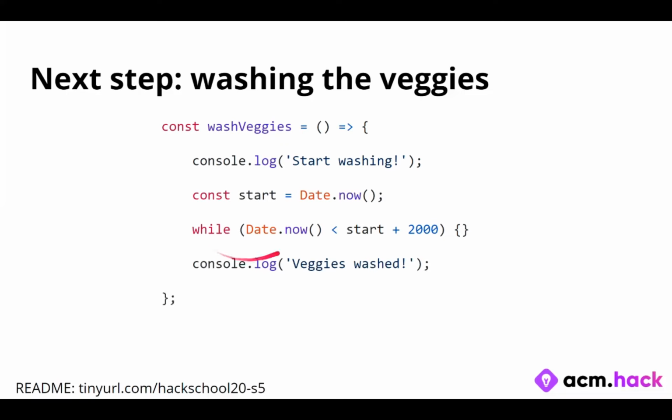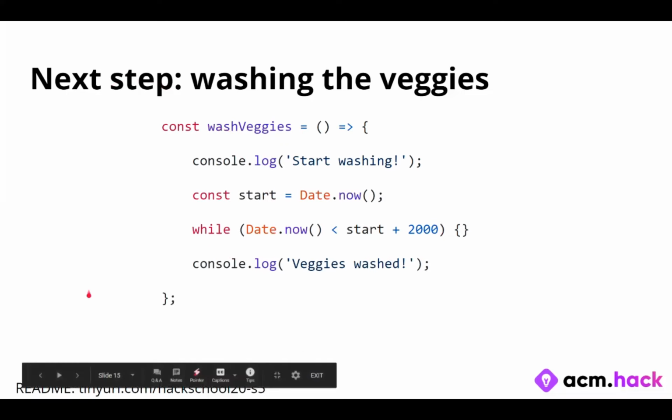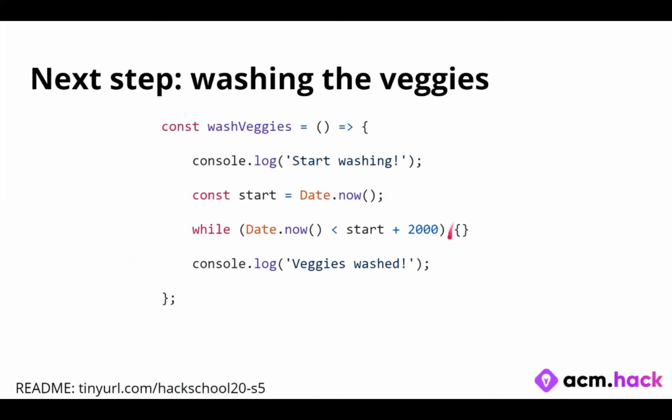So this is very similar to our boil water function. And as you can see, instead of 3000 milliseconds, it's 2000 milliseconds to signify that we're only washing for 2 seconds. We're only stopping our code for 2 seconds instead of 3.